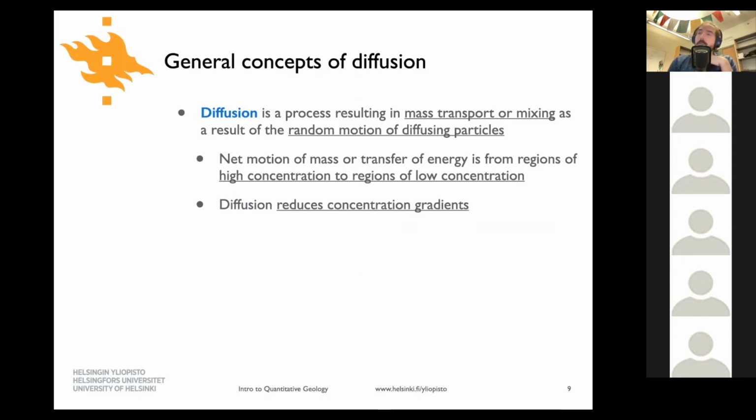So that is why we talk about this random motion of diffusing particles at all. What you tend to see here, in terms of a net motion, is a transfer of material or energy from regions of high concentration to regions of low concentration. So heat conduction is also a diffusion process, and the tendency is that heat will be transferred from areas that are hot to areas that are cold.